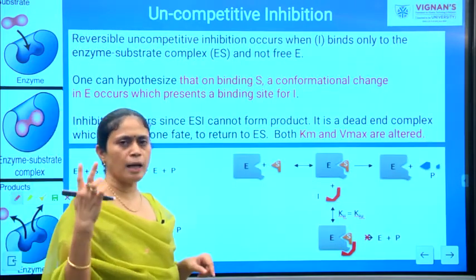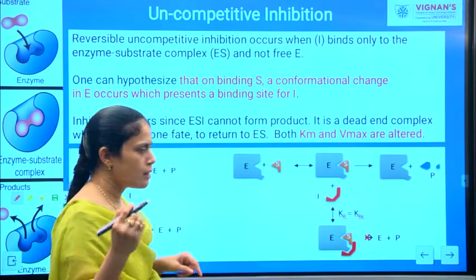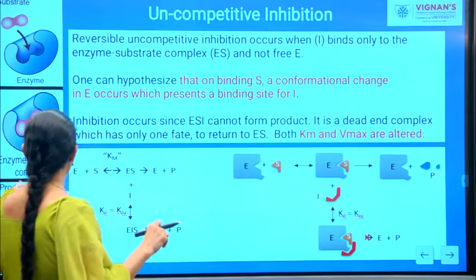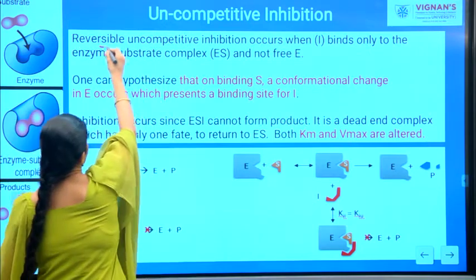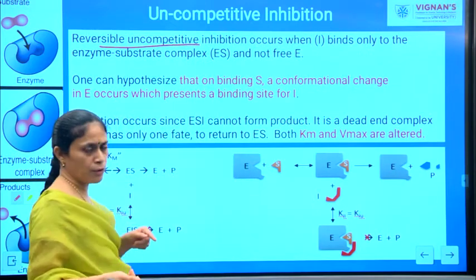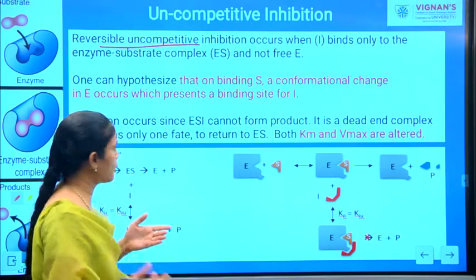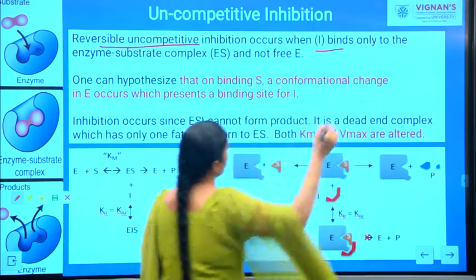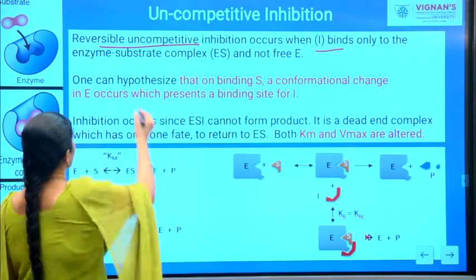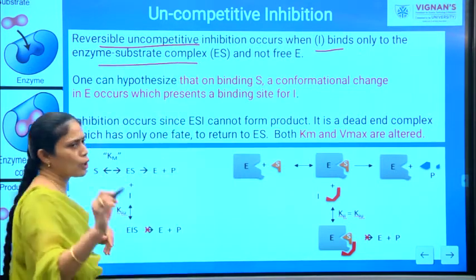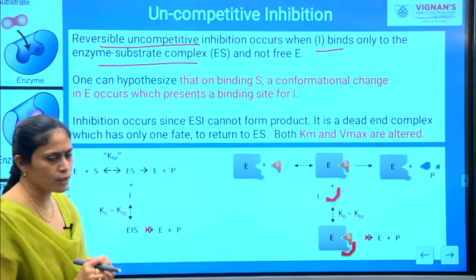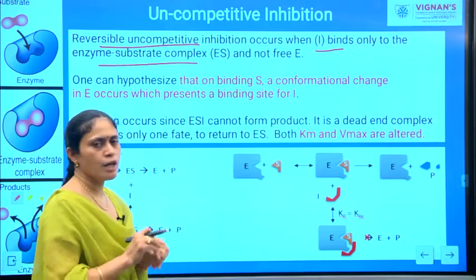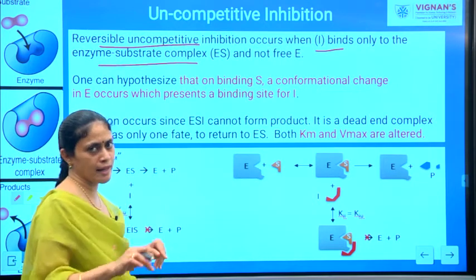Let me explain the second type of reversible inhibition process, that is nothing but uncompetitive inhibition. As we pretty well know, uncompetitive inhibition is a reversible inhibition process that occurs when the inhibitor only binds to the enzyme substrate complex and not to the free enzyme. Here you have to know that your inhibitor is going and binding to the enzyme substrate complex. It's not binding to the free enzyme.